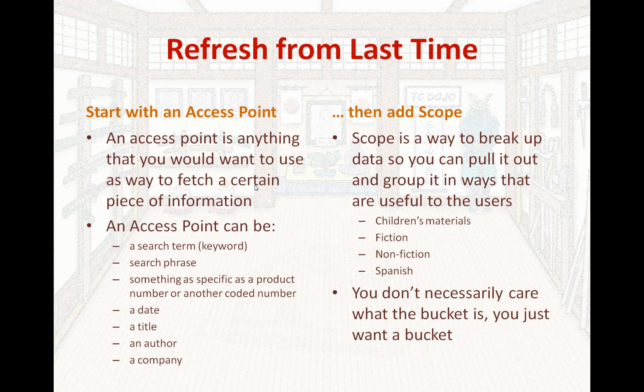So you start with access points, and then you add the notion of scope. Scope gives you a way to break data up so that you can not only fetch one thing in one way, but you have ways to either expand that search or narrow it to get you what you want. It's a way to break data up in other ways, like children's materials or children's fiction or Spanish nonfiction, right? It doesn't really matter what your bucket is. Scope is just giving you buckets so that your access point says, I want to look for all the materials that are books. I want all those books that are Spanish fiction, right? So you've got 3 different ways of bucketing out what information you want and getting at it.